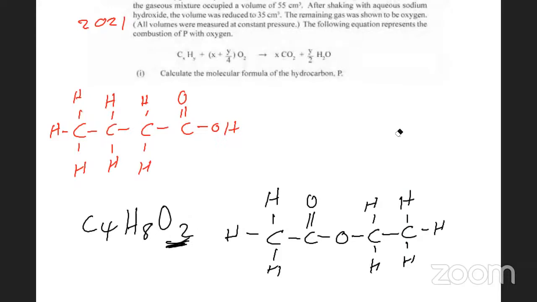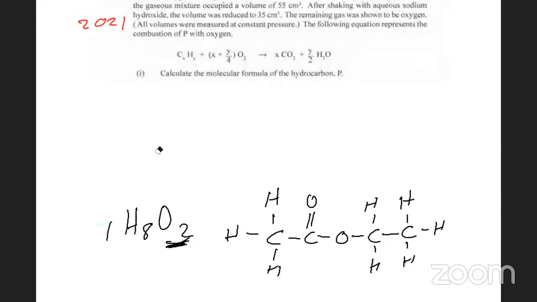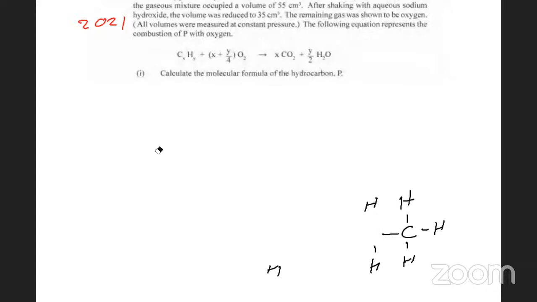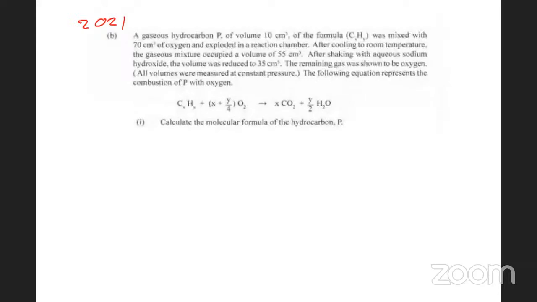All right, so time to do the calculation now. Are you able to read the question? I'm not sure if you're able to see it properly. All right, so it says a gaseous hydrocarbon P with a volume of 10 cm³. So the hydrocarbon has a volume of 10 cm³. It was mixed with 70 cm³ of oxygen.